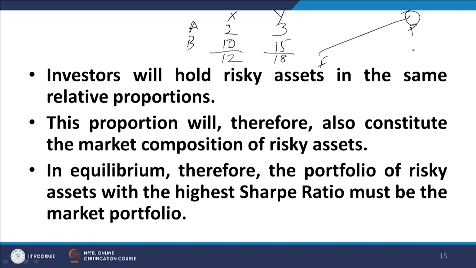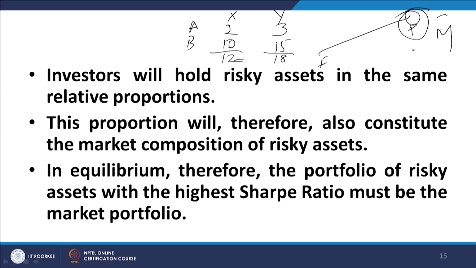In other words, this and this will all be in the same ratio. Therefore, what we are trying to say is that this P ends up being nothing but the market portfolio. This P is the market portfolio, and this is also the highest Sharpe ratio portfolio. So, the market portfolio happens to be the highest Sharpe ratio portfolio, and all investors will combine this market portfolio and this risk free asset as per their risk tolerance.